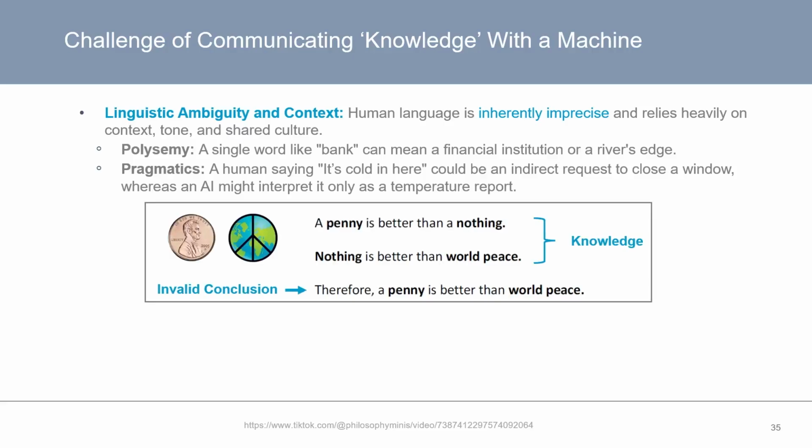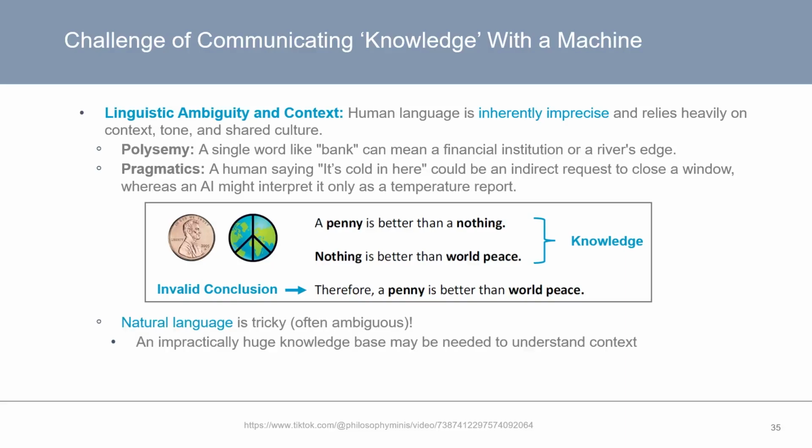Here's another specific example where we have two statements of knowledge: a penny is better than nothing, and nothing is better than world peace. While at first glance, it seems that perhaps we could conclude that a penny is better than world peace, clearly this statement is invalid. Ultimately, natural language is tricky and often ambiguous, and in practice, often an impractically huge knowledge base may be needed to understand context.